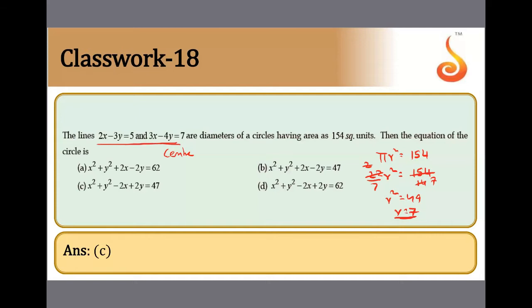By solving, you get the center. You can get the circle equation. Option C will be correct. I think you all can do it. Radius equal to 7. By solving these two, you can get the center. Yes, you can do it. Good.